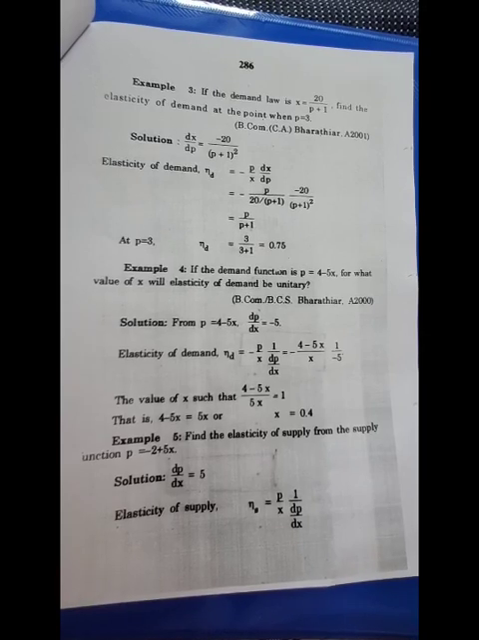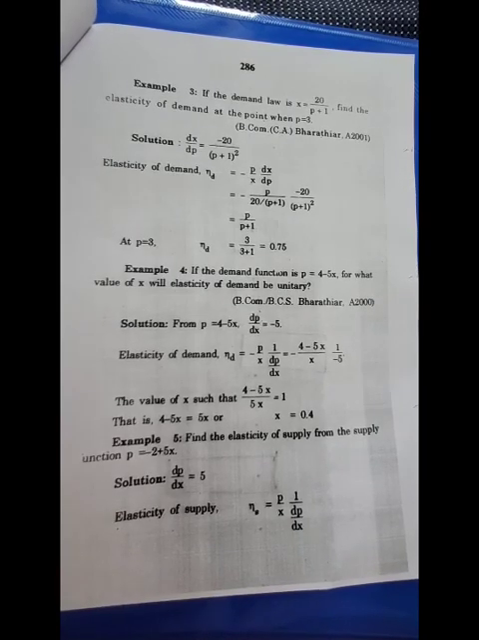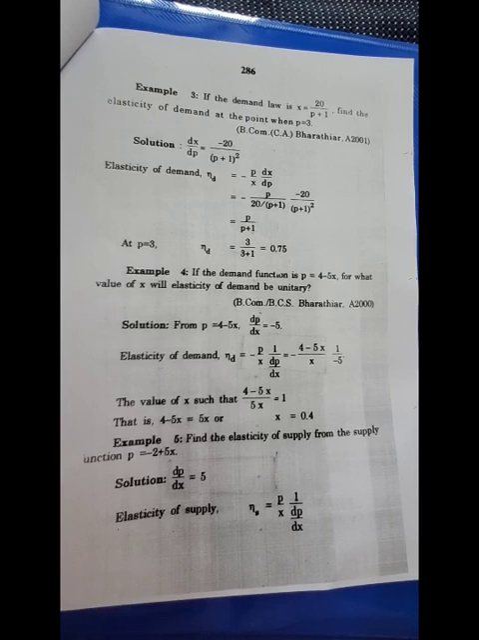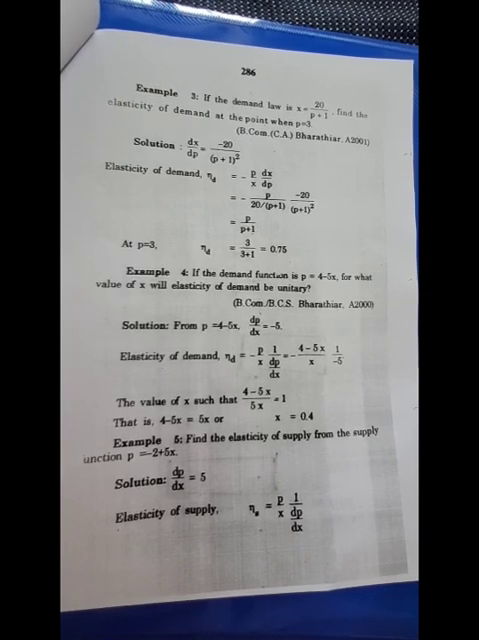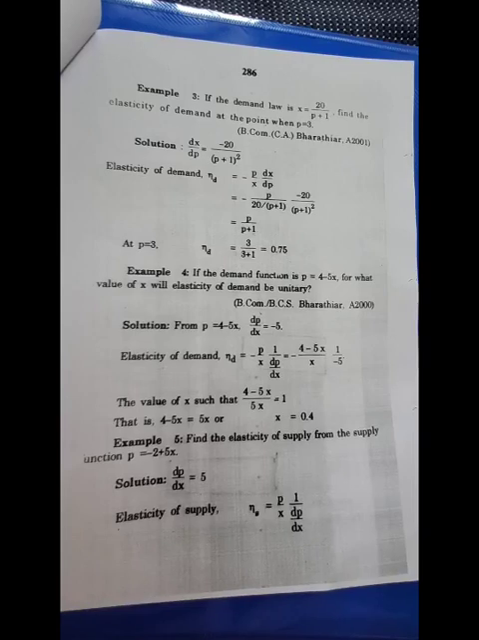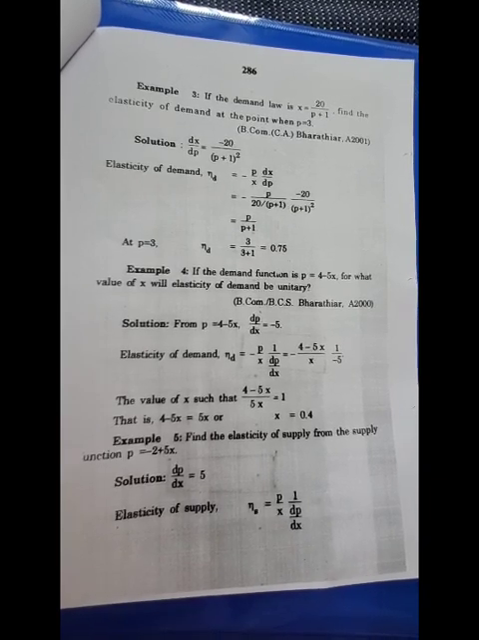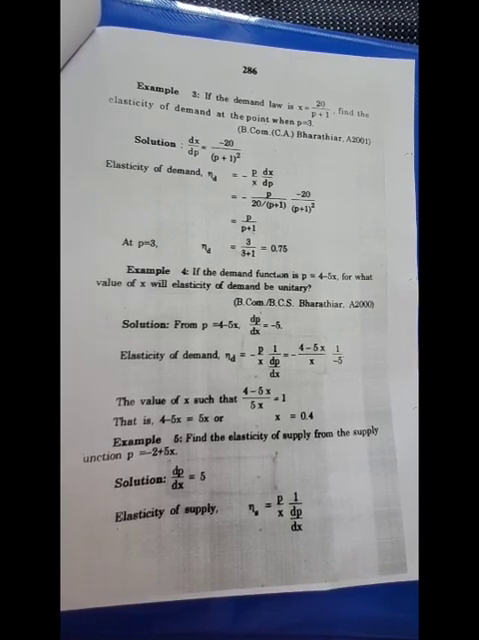Solution. Derivative of X divided by derivative of P is equal to minus 20 by P plus 1 the whole square. Elasticity of demand is equal to minus P by X into derivative of X divided by derivative of P, which is equal to minus P by 20 divided by P plus 1 into minus 20 divided by P plus 1 the whole square, which is equal to P by P plus 1. At P is equal to 3, elasticity of demand is equal to 3 by 3 plus 1, which is equal to 0.75.